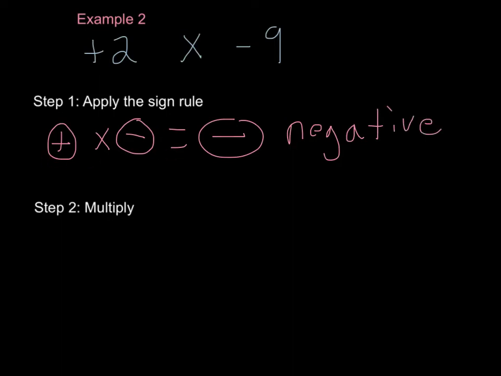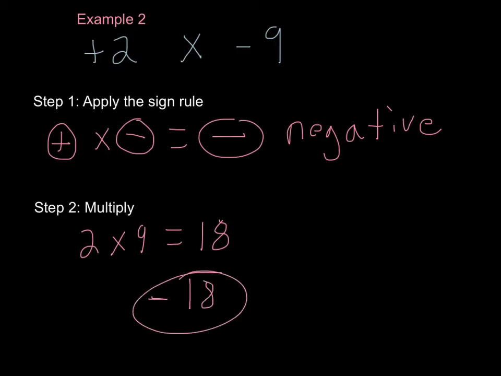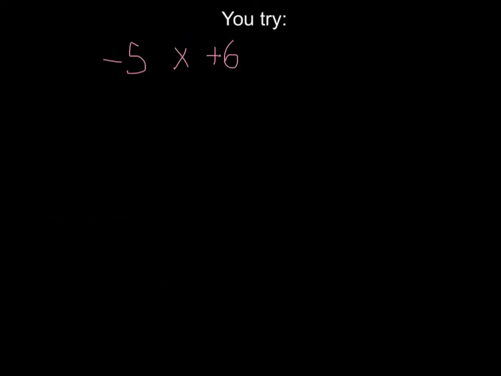The second step says we're just going to multiply. So if I write that down, we've got 2 multiplying by 9. That gives us 18. And when we combine our negative in with our answer, we are going to get a negative 18. And we've got our final answer. So let's move on, and you guys can try some for yourself.